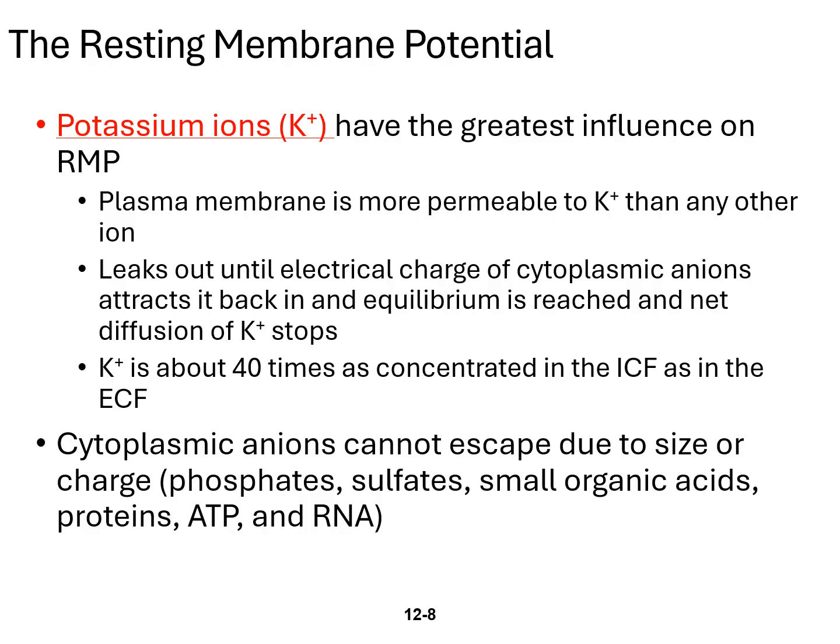Potassium is about 40 times as concentrated in the intracellular fluid as it is in the extracellular fluid. So if it's more concentrated inside, it's going to diffuse down its concentration gradient out of the cell. Cytoplasmic anions cannot escape because they're big and they're charged. Phosphates, sulfates, small organic acids, ATP, proteins, RNA, they are in there and they don't really like to leave. And anions are negative.